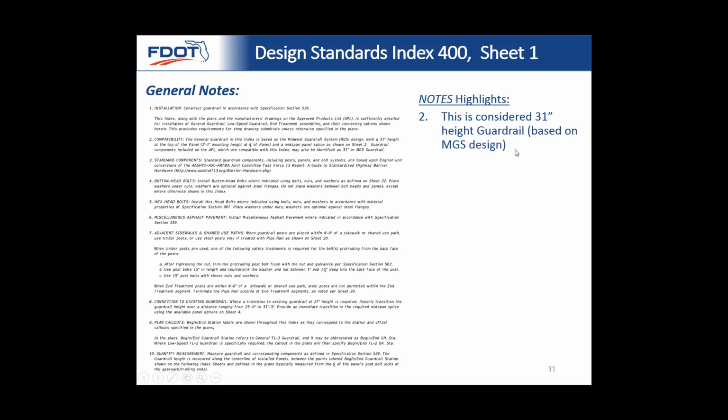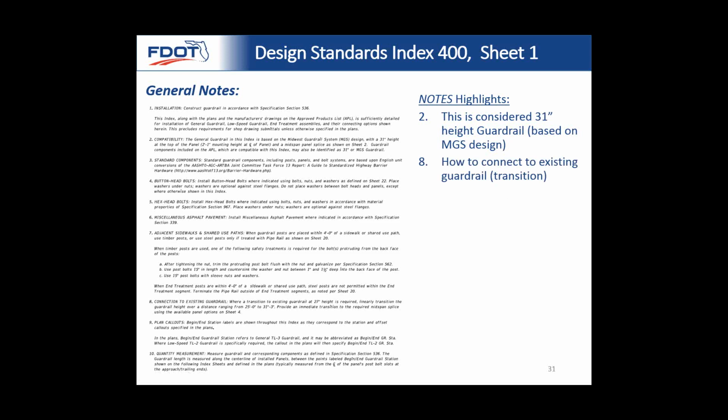All the compatible hardware that goes along with it is considered 31. In past years, it was considered 27-inch guardrail, and this is all per Midwest Guardrail design. We measure our guardrail to the center of the panel, so it's not always clear that that's 31-inch guardrail, and we just wanted to make it obvious so that people realize that, okay, FDOT is using the latest and greatest.